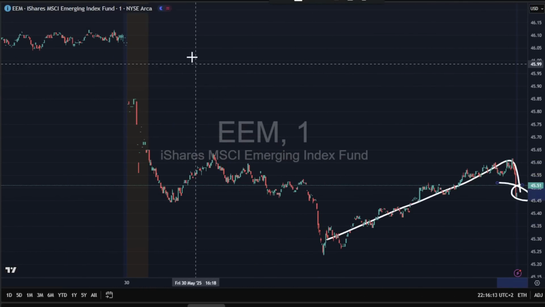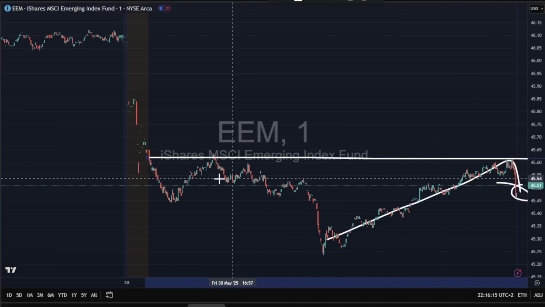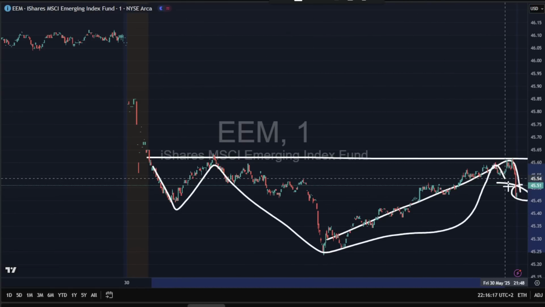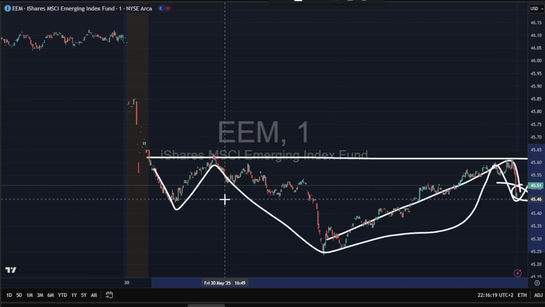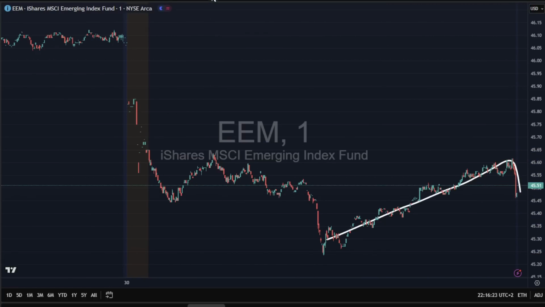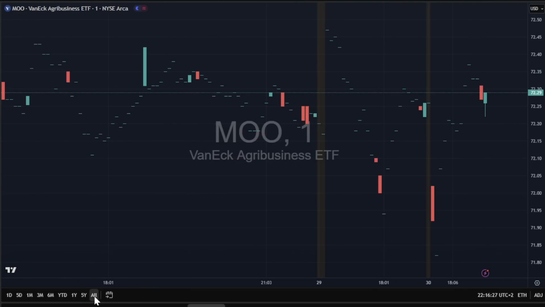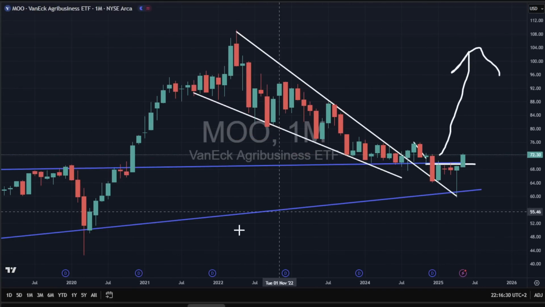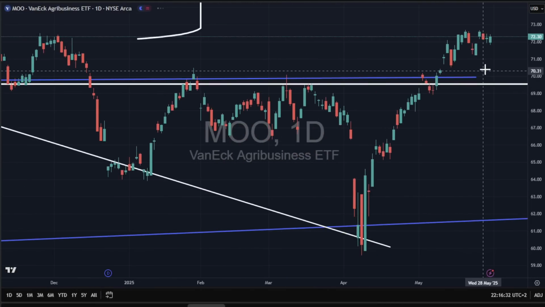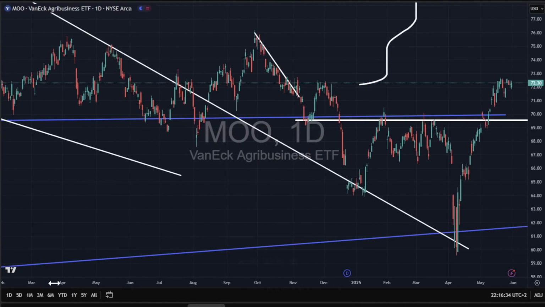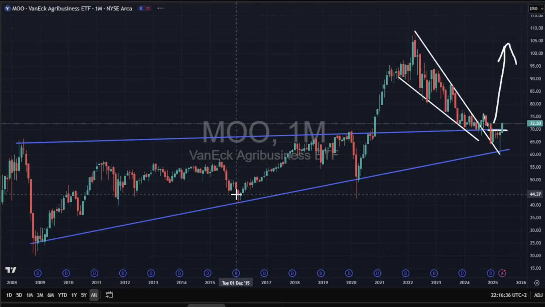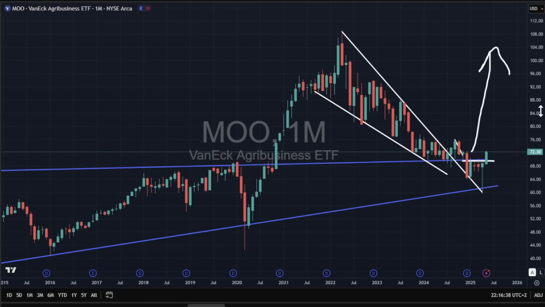It looks like it's trying to put in a shoulder, a head, and then another shoulder. Maybe we get down to, well, we got down to 45.45 or so. So maybe it's trying to put in a shoulder over here. MOO, this one's looking pretty good to move higher. We're up a little bit today, 0.1, there it is. But that's been working its way on up. It looks fantastic to continue higher.